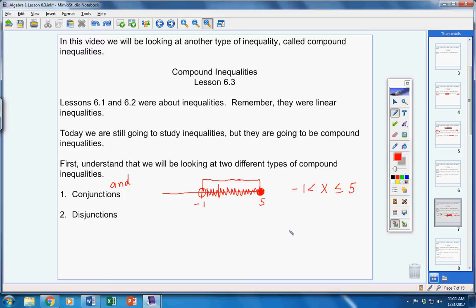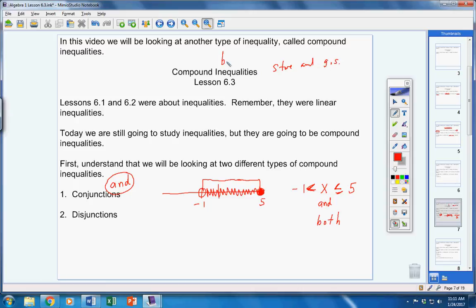Now, the reason we say that a conjunction associates with the word and is because you would say x is greater than -1. Right here it is. You would say x is greater than -1, and it's also less than 5. It's both of those things. So when it's both, we use the word and. If I want you to go to the store and to the gas station, I would say go to the store and go to the gas station.